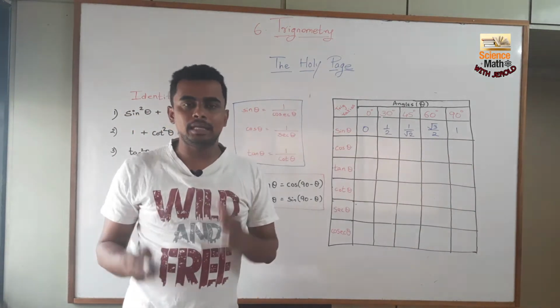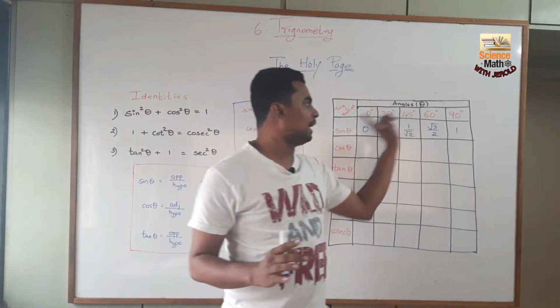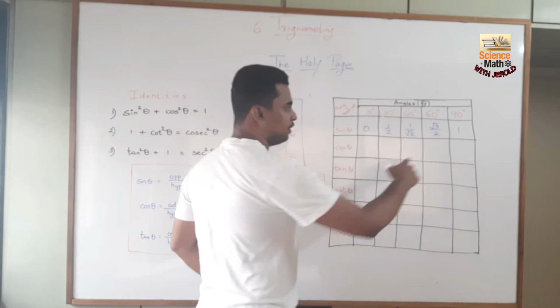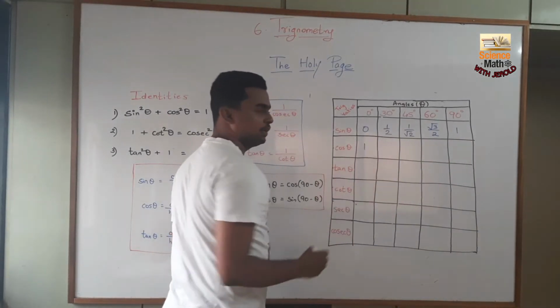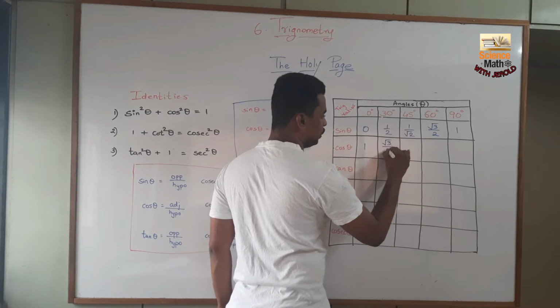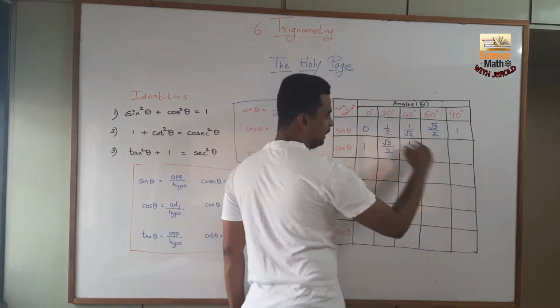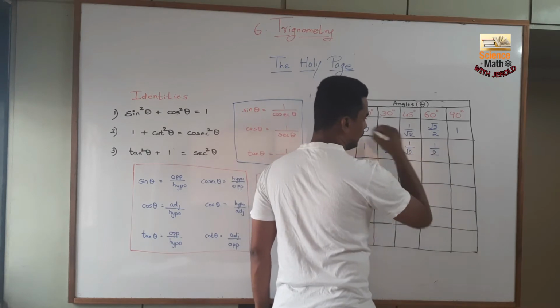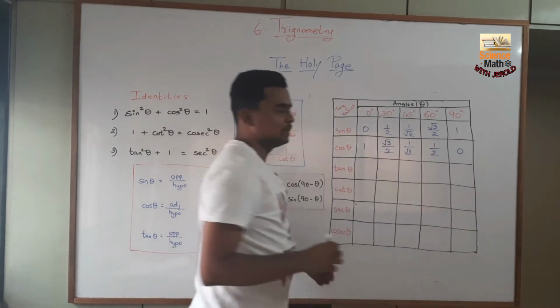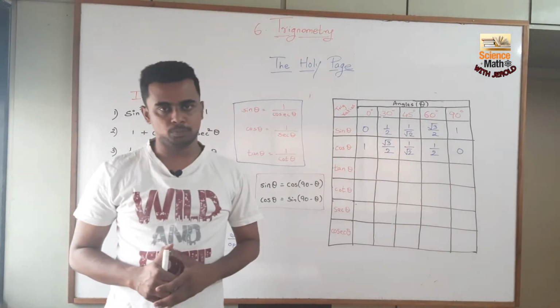For cos, it decreases from 1 to 0. So for that, all we have to do is write this row backwards. First we will write this 1 over here. Then root 3 upon 2, then I will write 1 upon root 2, then 1 upon 2, and then finally I will write this 0. This is how cos ratio is found from sine ratio.